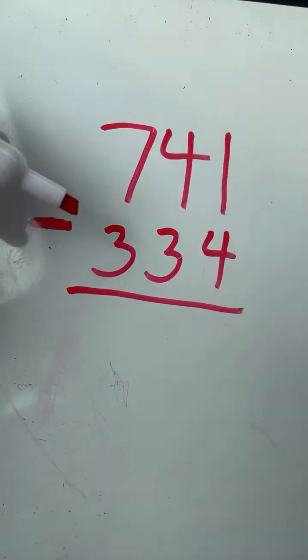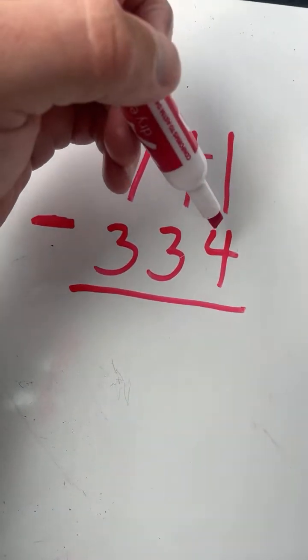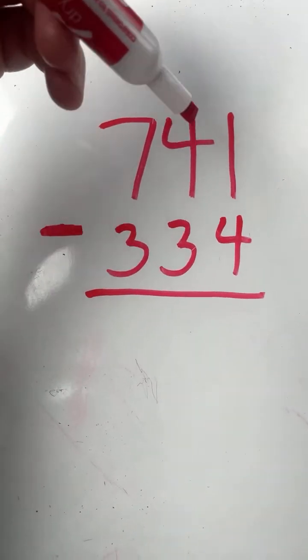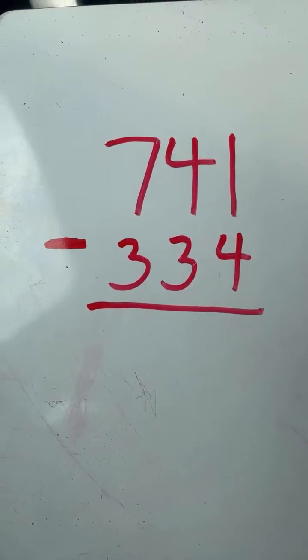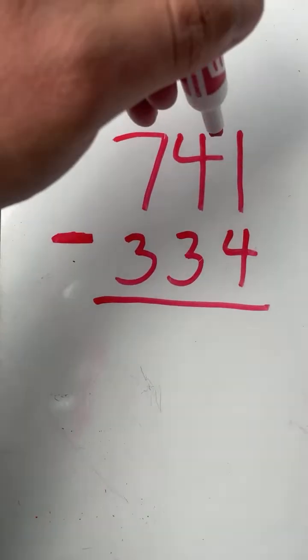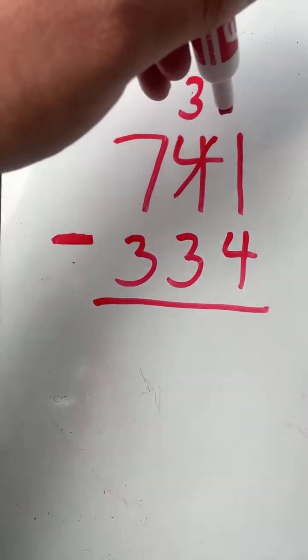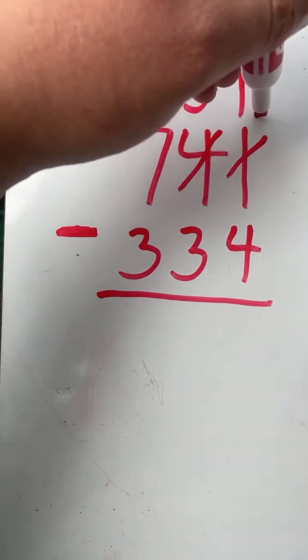So 7 is bigger than 3, 4 is bigger than 3, 1 is not bigger than 4. We will need to regroup in the ones place. You cannot start out with 1 and take away 4. So what we need to do is take a 10 from the tens place. So that 4 is going to become a 3, and that 1 is going to become an 11.